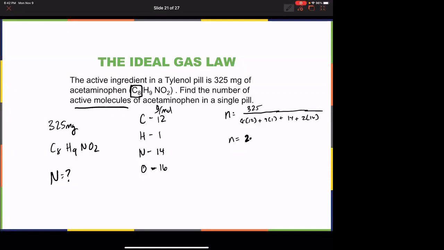So I got N to equal 2.15 moles. So then big N equals 2.15 times 6.02 times 10 to the 23rd. N equals, oh man, 1.30 times 10 to the 24th.